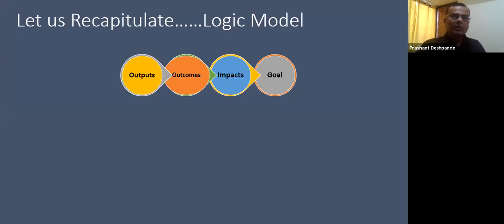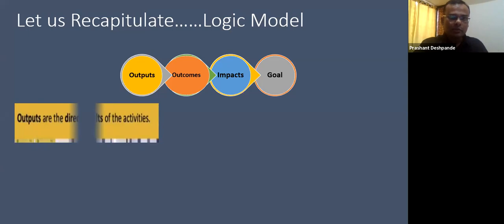Let us recapitulate, though some of you have answered it very well. There are outputs, outcomes, impacts, and goals. Let us recapitulate the definitions we saw in the last module. Outputs are the direct results of activities. We spoke about activities, so what are the activities we conducted? If those have happened, then we can just change the verb and label them as outputs.